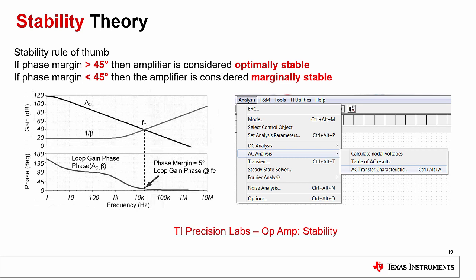Once you have your circuit created in Tina and the feedback loop broken, we can test for amplifier stability by going to Analysis, AC Analysis, and then selecting AC transfer characteristics. This can be done for both the discrete solution and the fully differential amplifier solution.